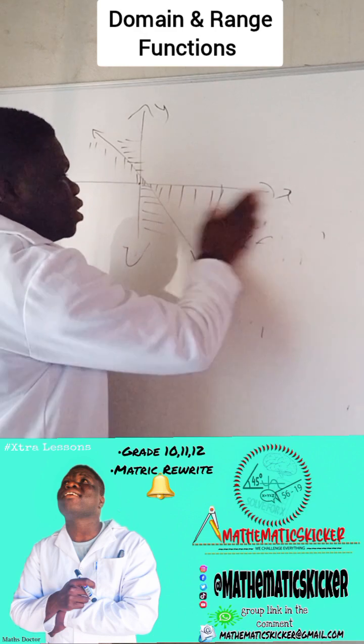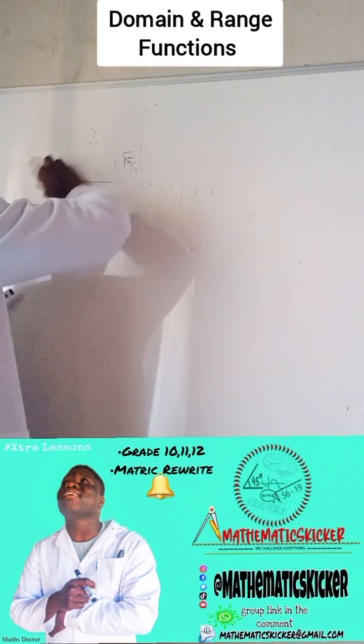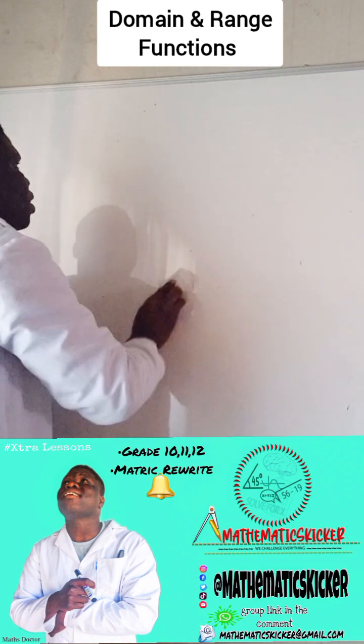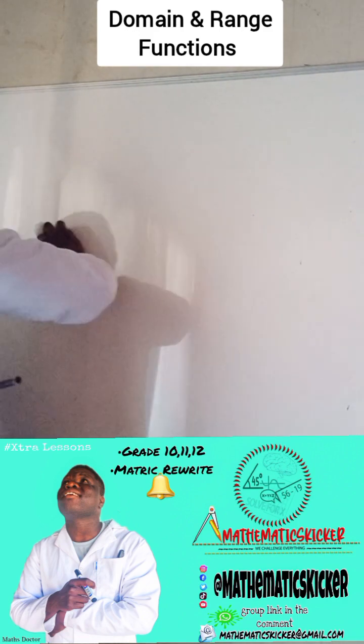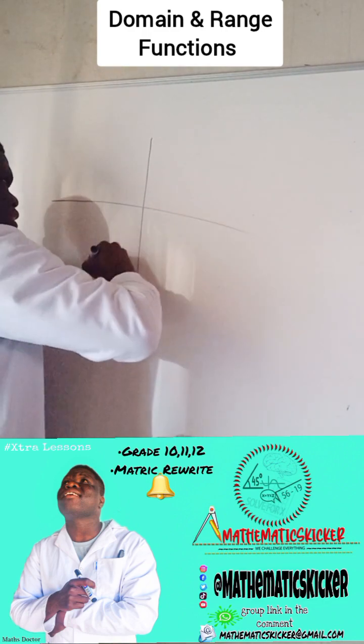And now let's deal with the quadratic function, the parabola. Let's read a domain and range from a quadratic function. Let's say you have a function like this one.